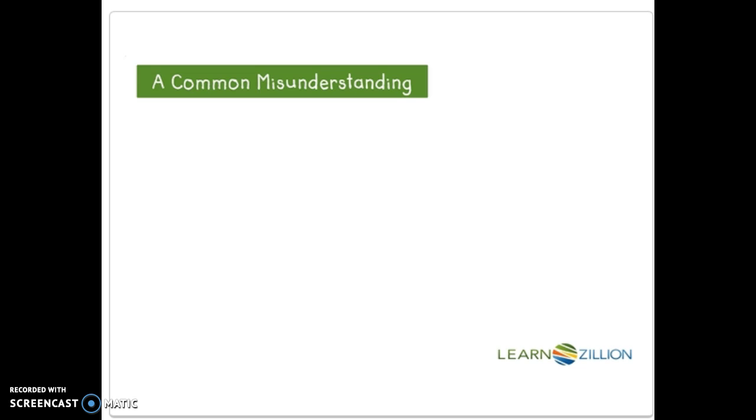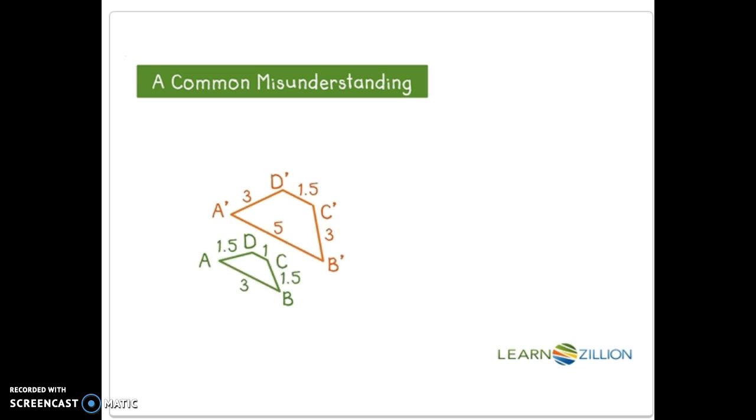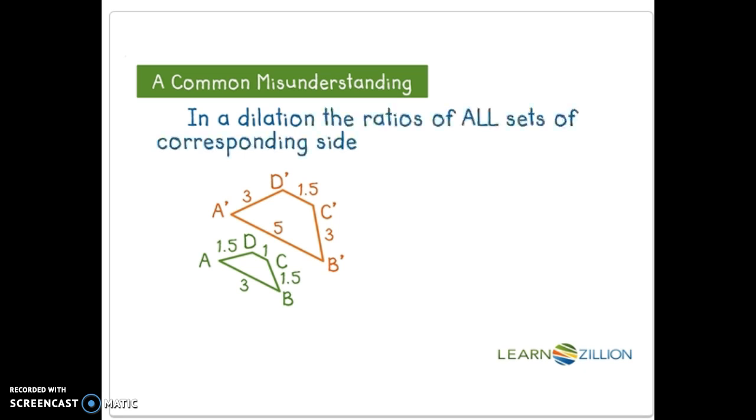In a dilation, the ratios of the pairs of corresponding sides must all be proportional. A common misunderstanding is assuming that, given an image, one pair of corresponding sides gives the K value. And that's not always true. You must check all sets of corresponding sides.